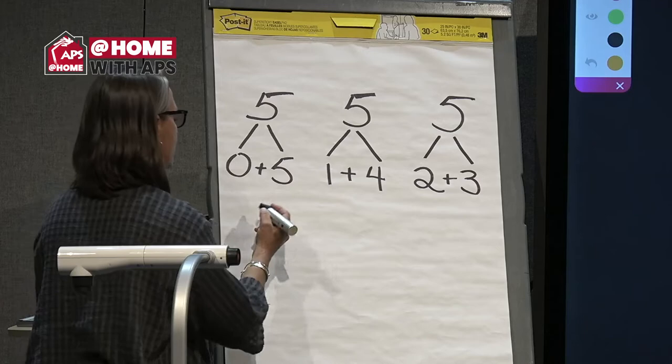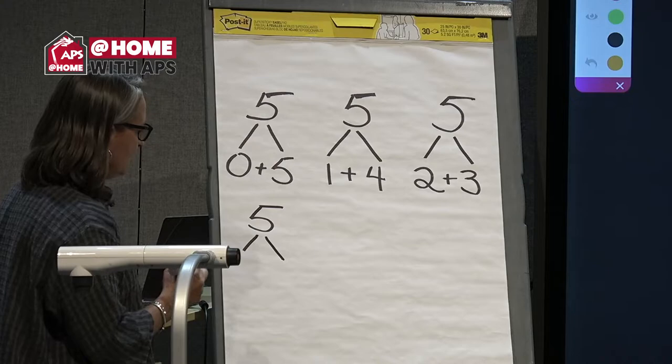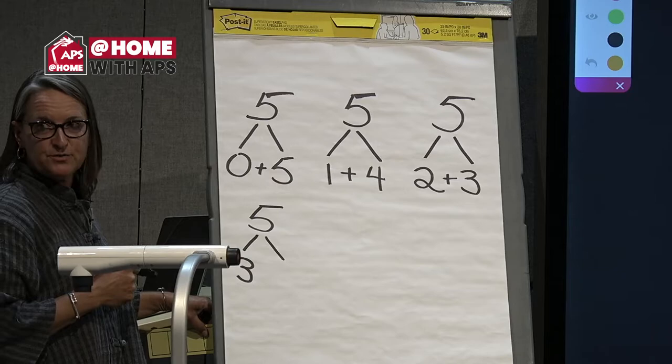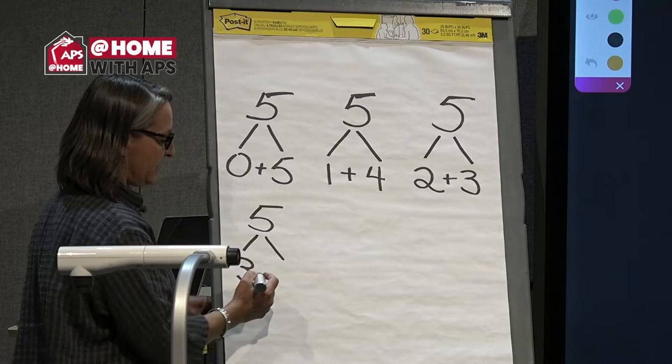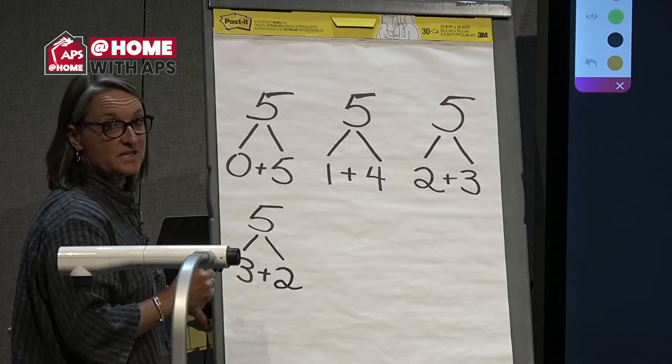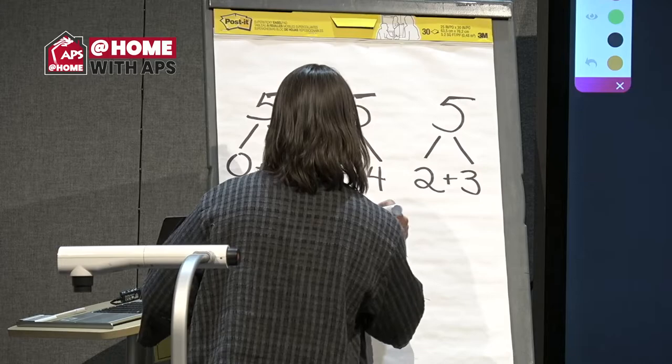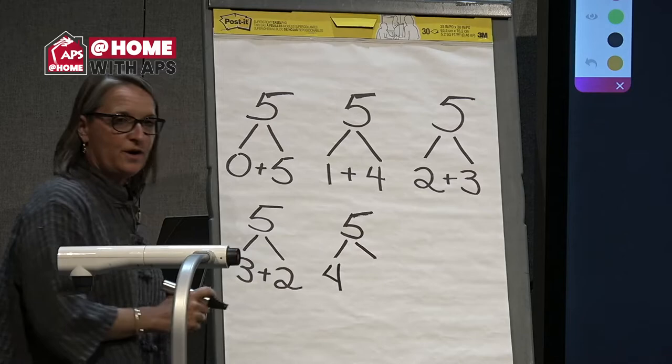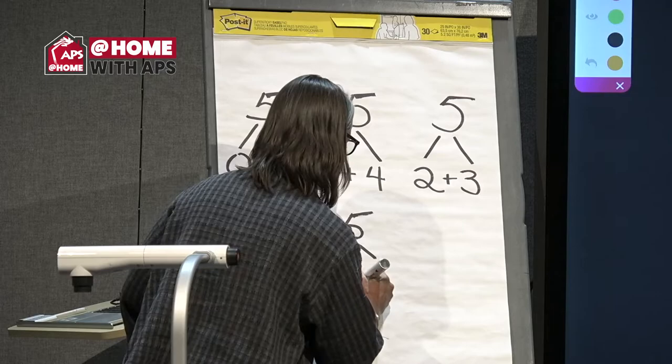What's another way still? What if we started with 3 this time? Do you see one we've already written down that could help you? That's right. If 2 plus 3 makes 5, then guess what? 3 plus 2 also makes 5. We just flip the numbers around. Okay, what if we start with 4? How many more do we need for 5? You might look at your fingers, or you might use counting. 4, 5. I just need one more.